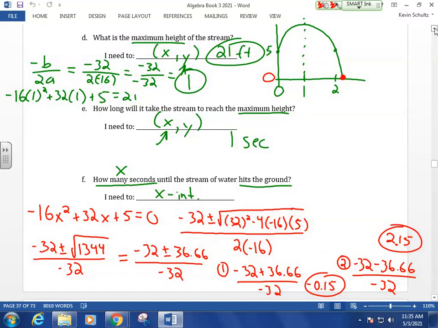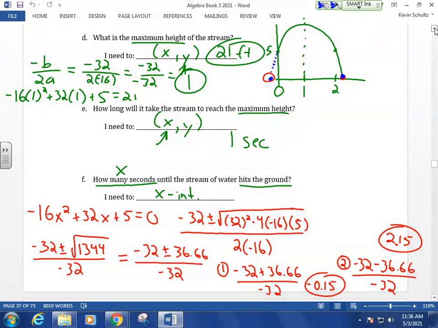I mean, technically, both of these are the x-intercepts of the parabola, right? If the 2.15 is here, the negative 0.15, if we extended this back down, is going to be right about here. Okay? We don't care about this part because in context, he's holding the hose. If this hose was inserted in the ground, then we'd have the whole parabola there, right? So these answers are both correct for the parabola, but in context, which one's the answer?